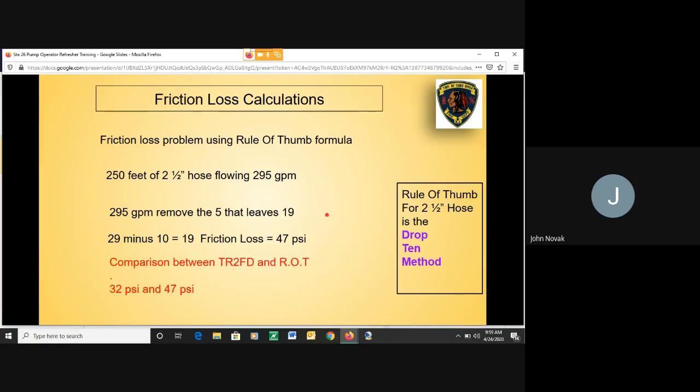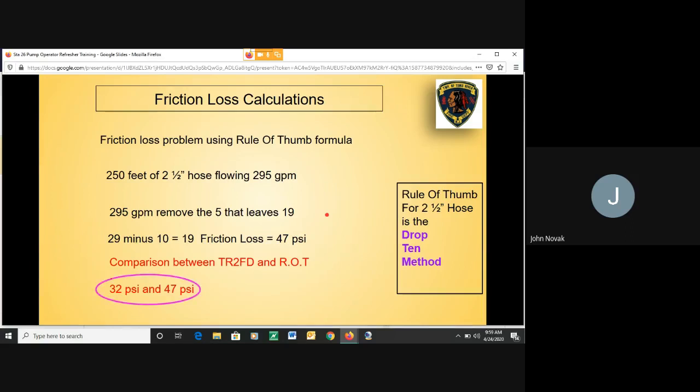In this case, if we compare our actual numbers using our coefficient to the rule of thumb calculation, there's approximately a 15-pound difference in friction loss. That 15 pounds is going to really throw you off as a pump operator. It's also going to add a lot more water coming out the nozzle than you think. So the rule of thumb here kind of is out the window because of the friction loss calculations that we did.